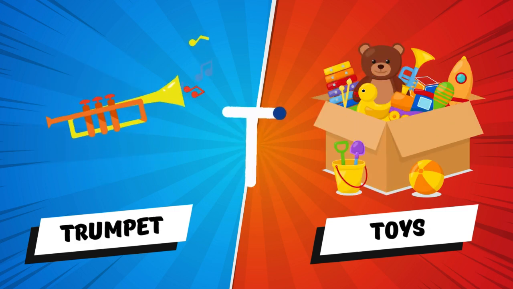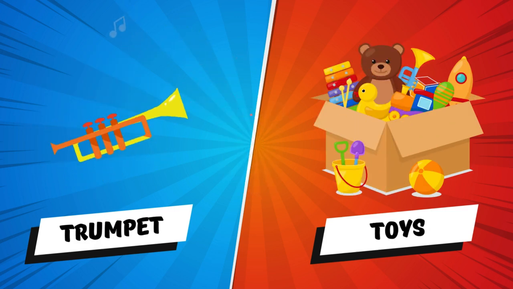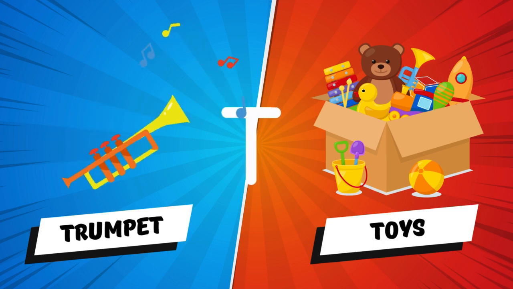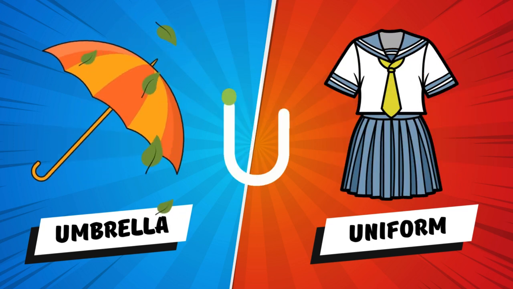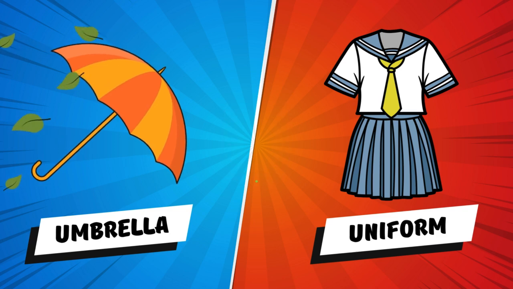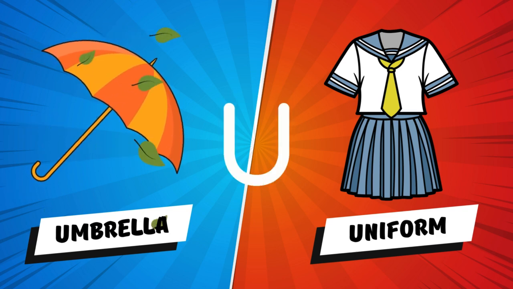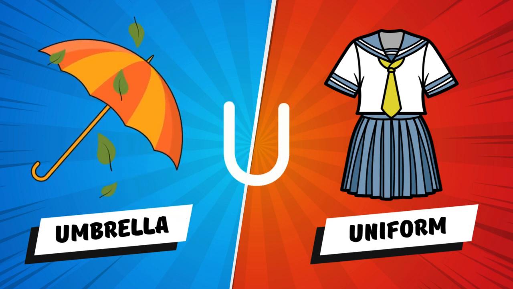T for trumpet, T for toy. U for umbrella, U for uniform.